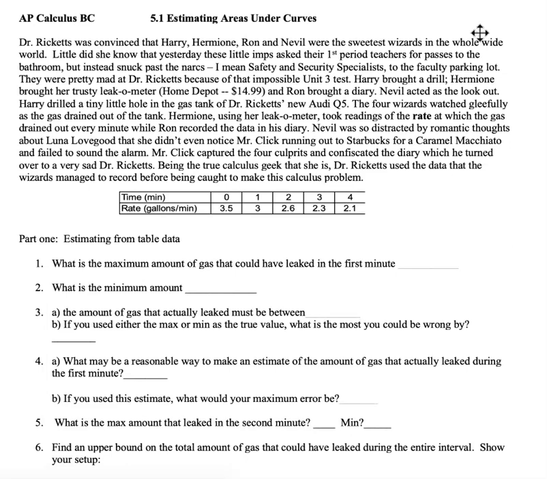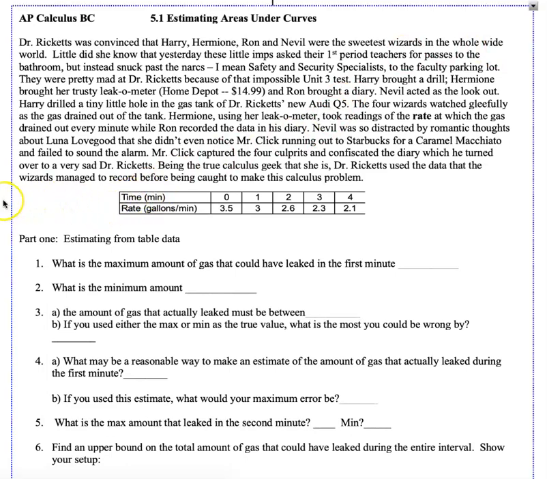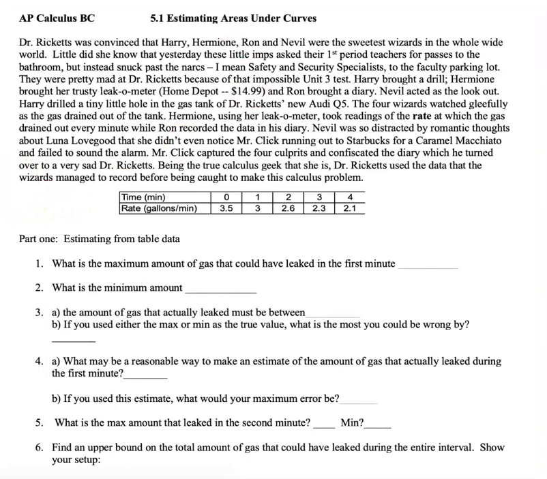Being the true calculus geek that I am, I used the data that the wizards managed to record before being caught to make this calculus problem. So, what I have here is a table of values with time versus the rate at which the gas is being leaked out of the car. The first question says, what is the maximum amount of gas that could have leaked out in the first minute?